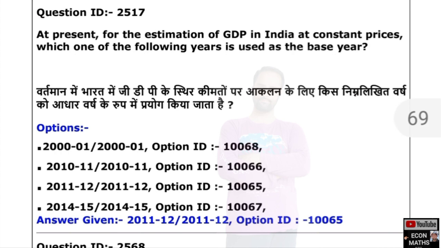Next question is, at present the estimation of GDP in India at constant prices, which one of the following years is used as base year? The options are 2002, 2001, 2010-11, 2011-12, 2014-15. The correct option should be 2011-12. This is the base year which is being used in calculating the GDP at constant prices.